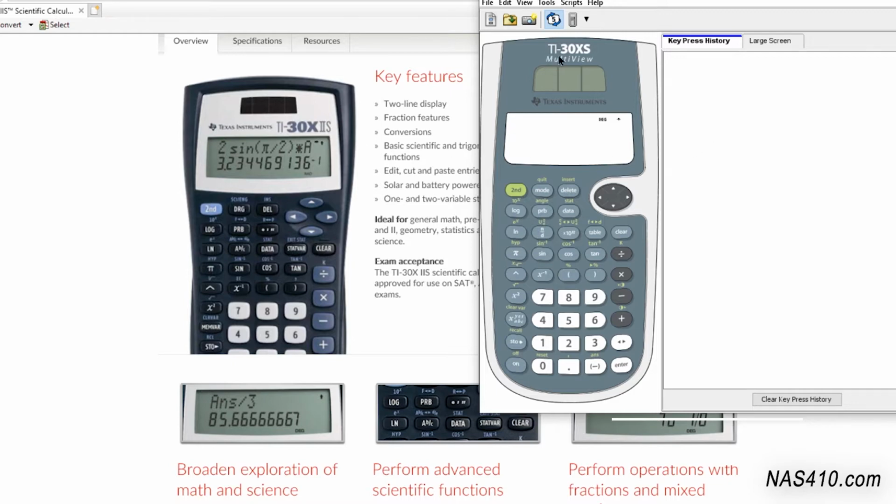So anyways, this TI-30XS is what I'm going to be using during this video course. So I'll be demonstrating how to use it. I'll be showing you how the functions work.